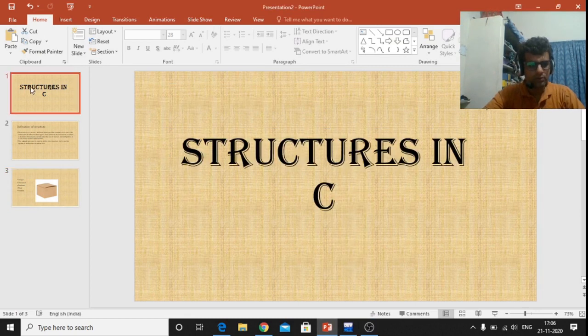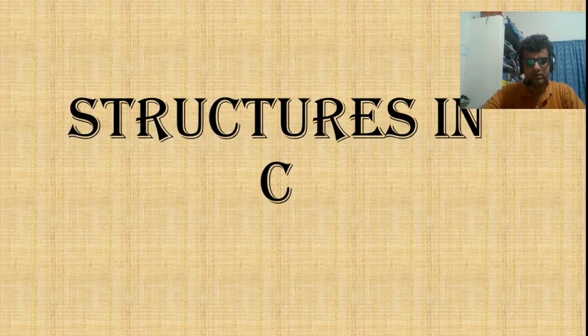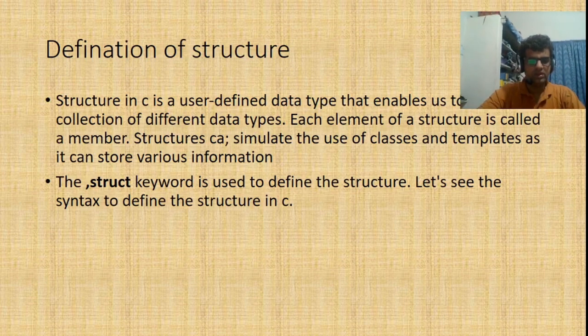Now, today our topic is structures in C. So let's begin. Basically, if we talk about the definition, a structure in C is a user-defined data type, meaning it is not defined in a predefined library. It is user-defined to store a collection of different types of data elements like integer, float, boolean, character, etc. The struct keyword is used to define a structure.